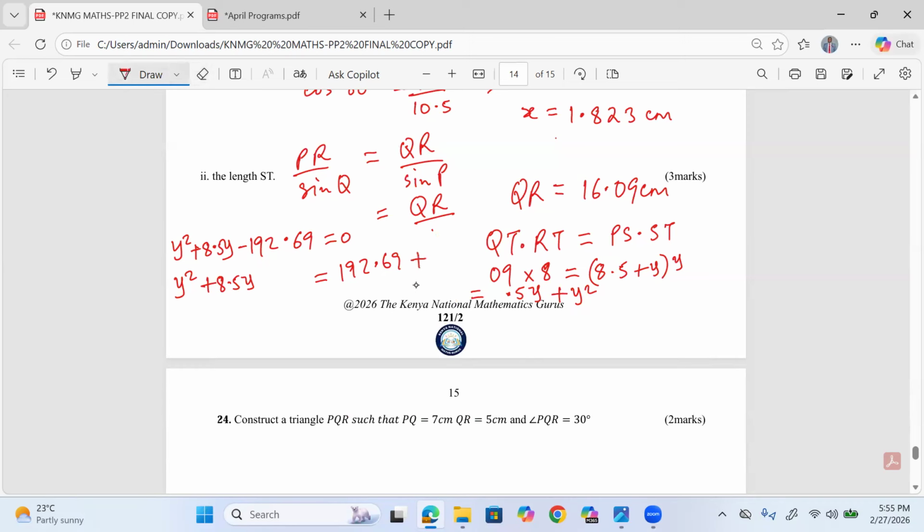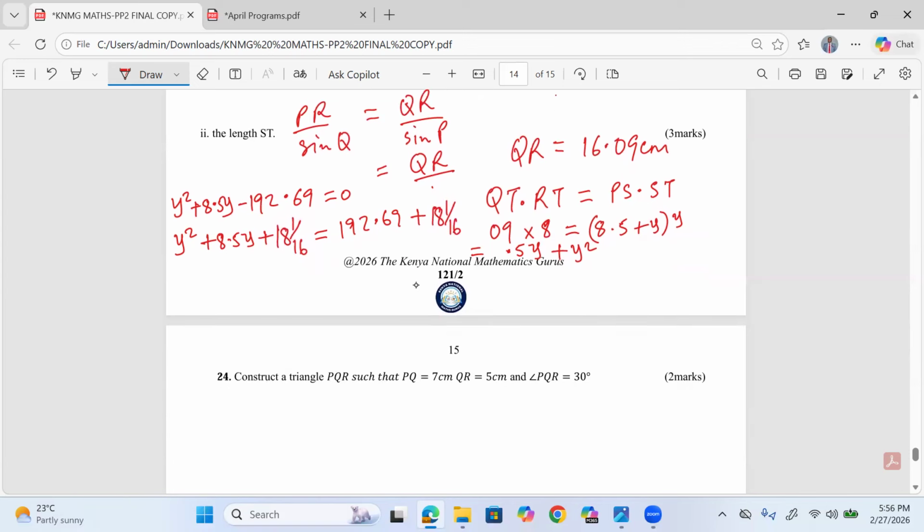Which constants do we add to both sides? Constants such that (b over 2) squared. Yeah, 8.5 divided by 2 and we square. So we get 18 and 1 over 16. And also we add 18 and 1 over 16. That is (b over 2) squared, like that.